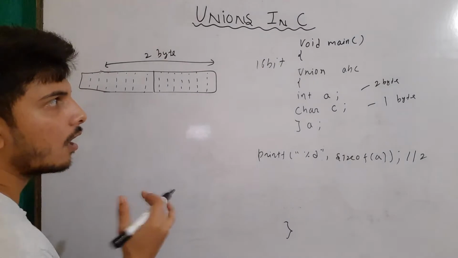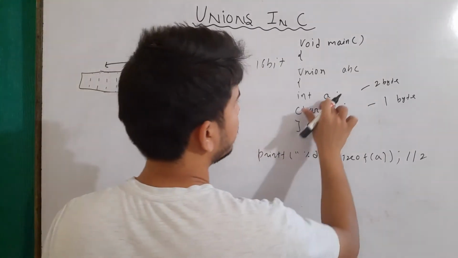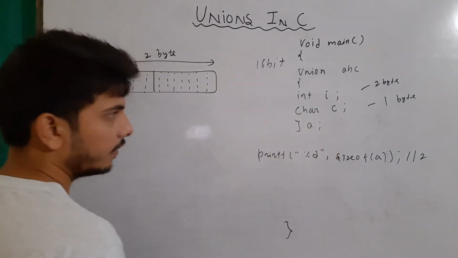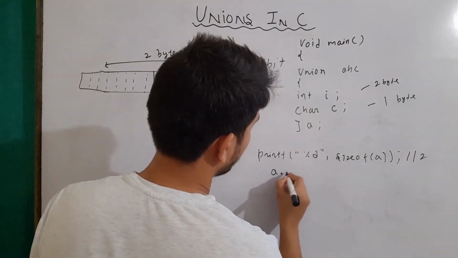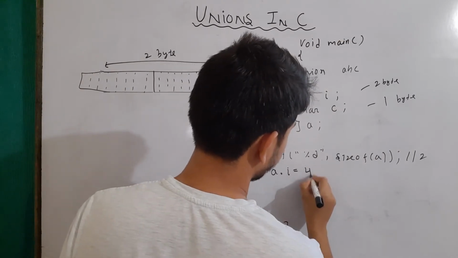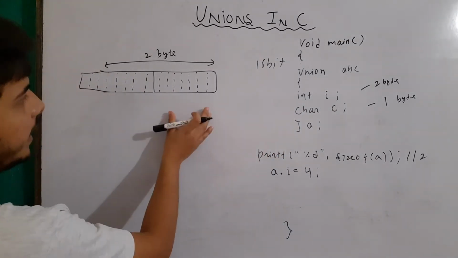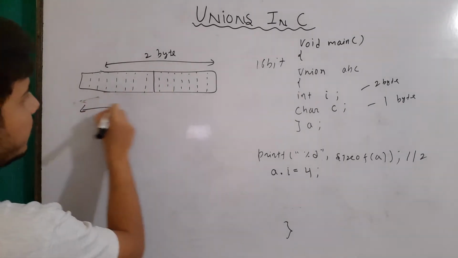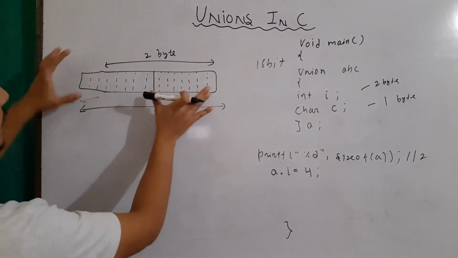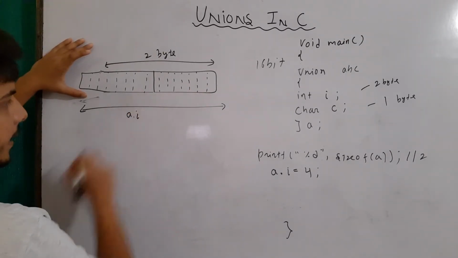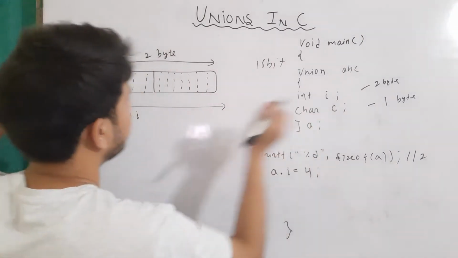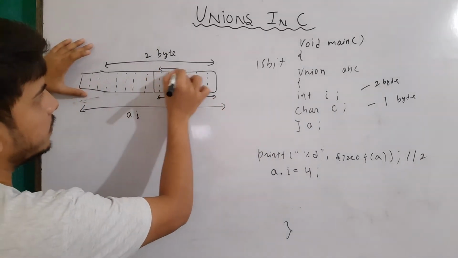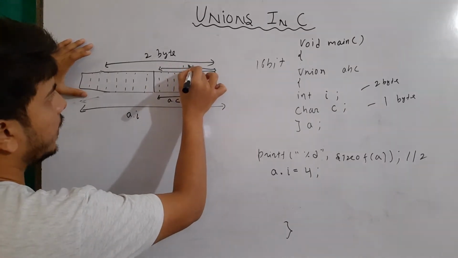Now the question arises how we use the union variables. Before going further, I will change this variable to i, just to make it a little different. Now let's say I write here a.i equals 4. This entire memory of 2 byte is for the i variable. To access these 2 bytes I'll write a.i, and to access this particular character I'll write a.c, which will be of 1 byte.